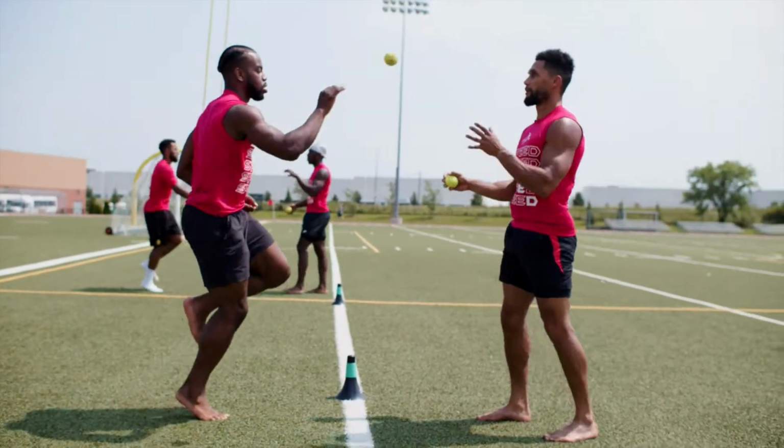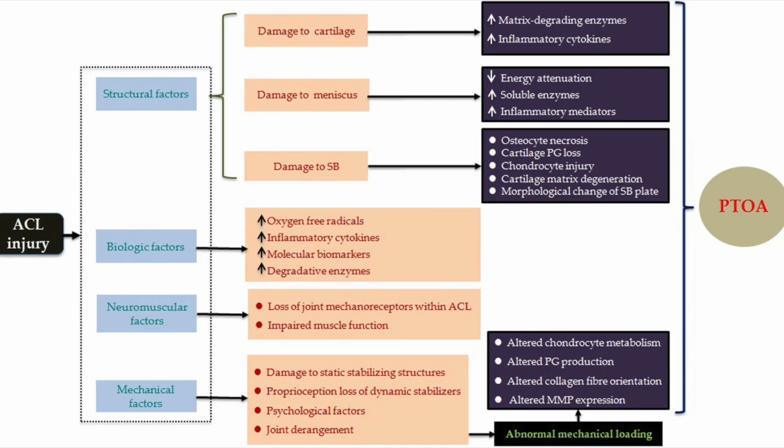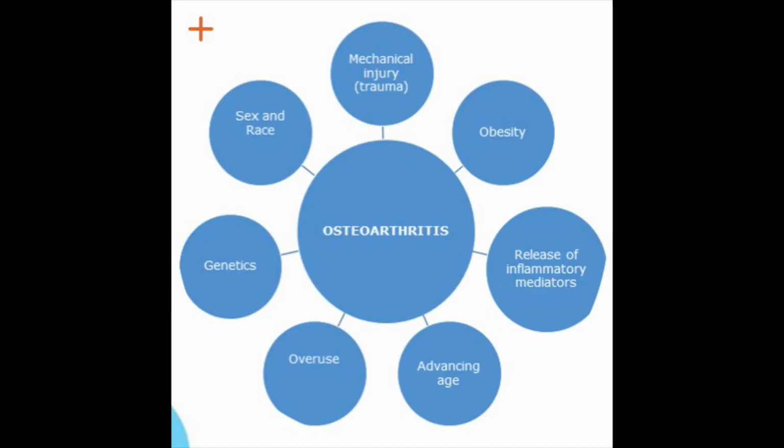What are the long-term consequences to a ruptured ACL? Patients with ACL injuries have a high risk of developing post-traumatic osteoarthritis. Structural factors like damage to menisci, biological factors like inflammatory cytokines, neuromuscular factors like the loss of mechanoreceptors within the ACL, and mechanical factors like joint derangement are all theorized to be involved in the degradation process. A number of other factors may mediate the risk of post-traumatic osteoarthritis, including gender, age, high BMIs, obesity, physical activity level, smoking, subsequent injury, and the interval between the initial injury and the surgery.